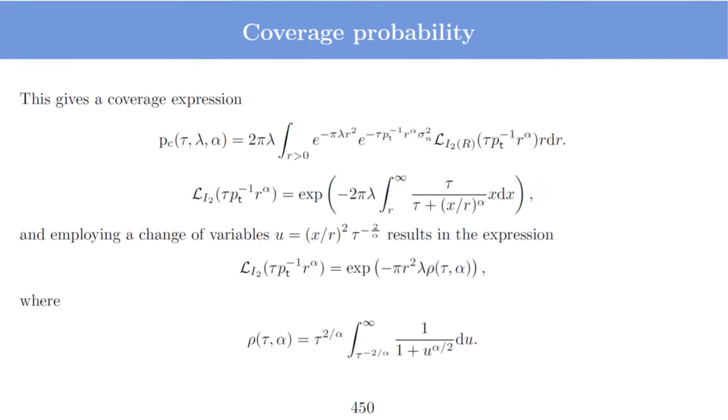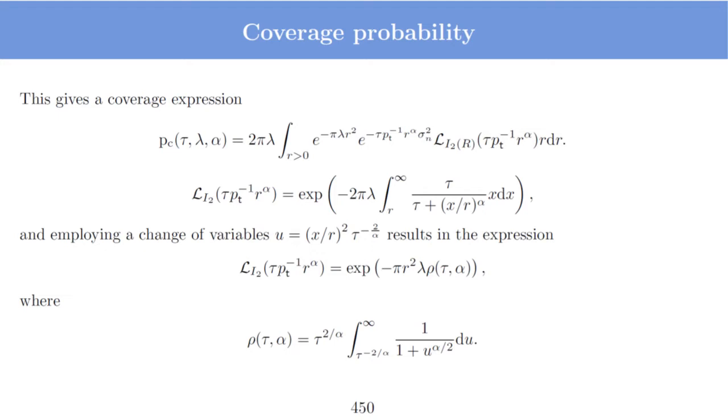Okay, so now we put back the Laplace transform in the probability coverage expression, which was 2 pi lambda into e to power minus lambda pi r square, probability that SNR is more than threshold, conditioned on R naught, r dr. And that was equal to the Laplace transform, so we'll just put the value back, which is e to power minus tau pt to power minus 1 r alpha sigma n square into the Laplace transform with respect to I2, evaluated at tau pt minus 1 r alpha. And if you put this value in place of s in the Laplace function, you will get exponential minus 2 pi lambda integration from r to infinity tau upon tau plus x by r to power alpha x dx.